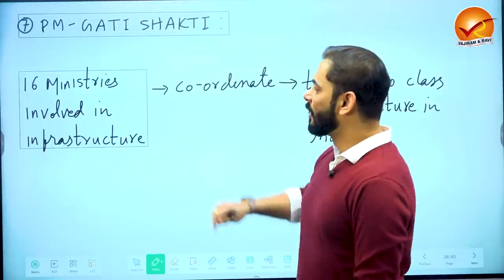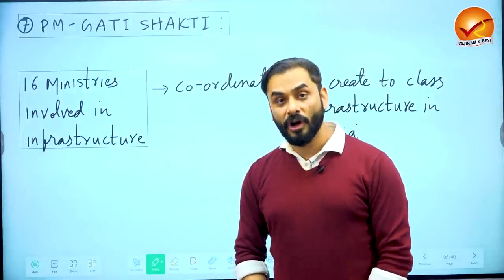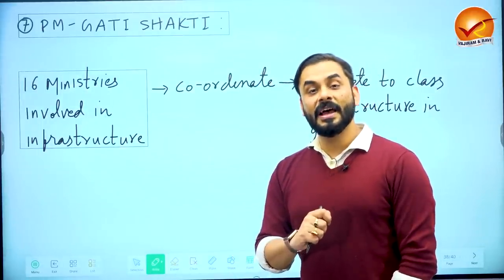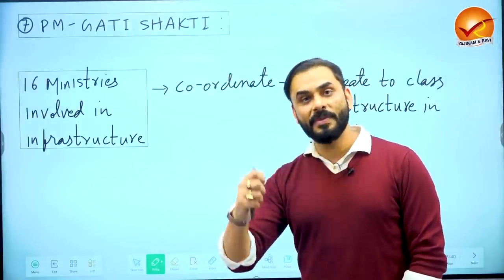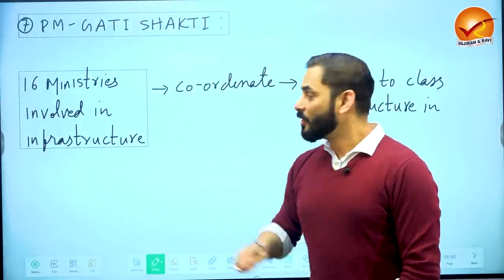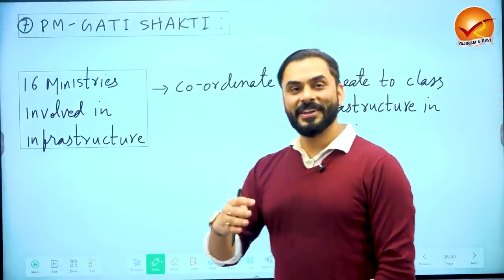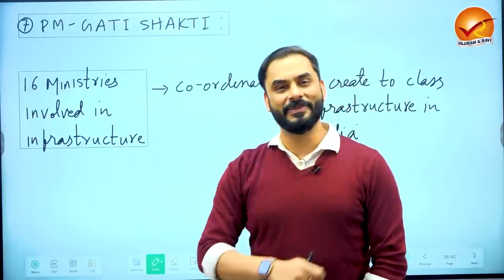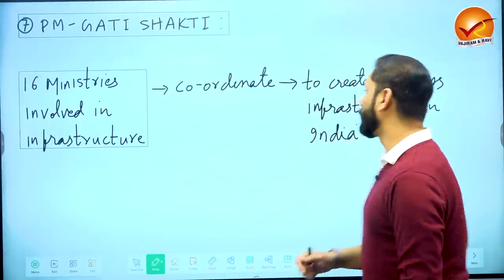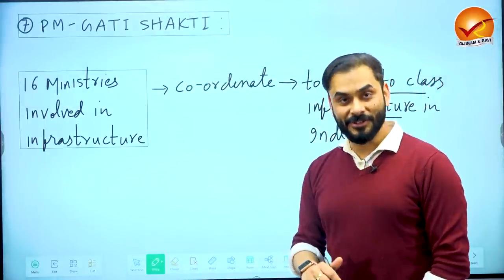What is PM Gati Shakti? So in PM Gati Shakti, Government of India has said that there are 16 ministries which are involved in infrastructure creation in India. So the government says that all the 16 ministries will have to coordinate with each other. They have to inform each other about what projects they are going to take in future and what projects they are currently running. So this coordination will solve a problem of India that if one department is creating an infrastructure, other will not come and interfere and disturb it. So there will be a smooth creation of infrastructure through interdepartmental coordination and cooperation. This will help us to create world-class infrastructure, right? So this is your PM Gati Shakti.